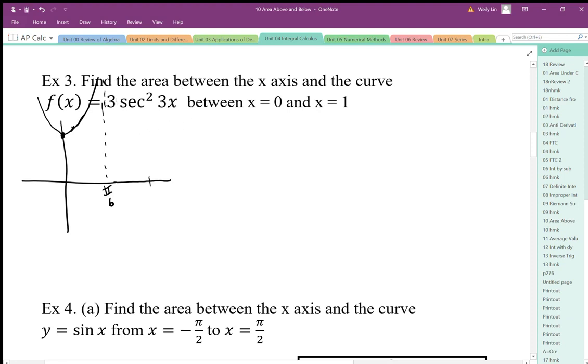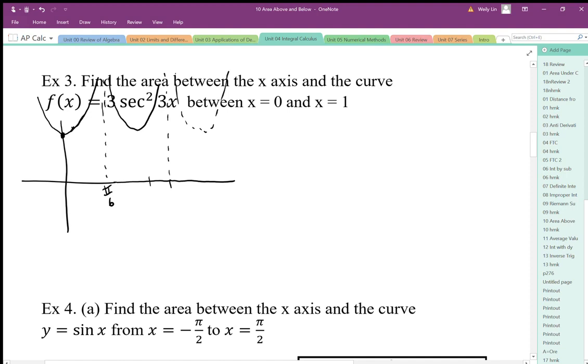So pi over 6 is going to be the first one. And we're going to have a period of, what's that going to be? 2/3. So looks like there's going to be a vertical asymptote. It's going to look like this. Vertical asymptote right about here. And that asymptote should happen at what value? We're going to have another one here.